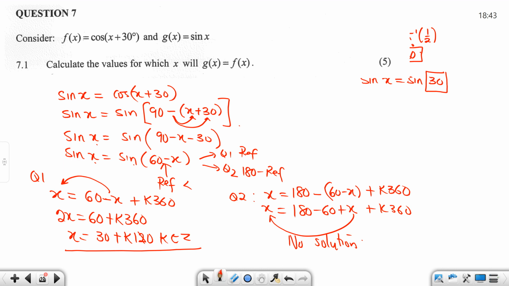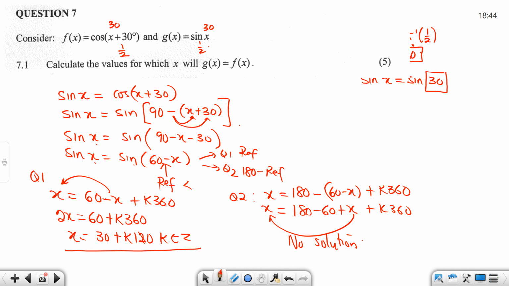Anyway, guys, when you do your general solution, before you run away, confirm that your answer is correct. How do you confirm? Your x is 30. It says g of x equals f of x, right? Let's put 30 here. That will give us cos 60. What is cos 60? Half. Lovely. Sine, I'm saying my x is 30, a half. That's the test. Always test before you move away. Are we okay, everybody? All right.